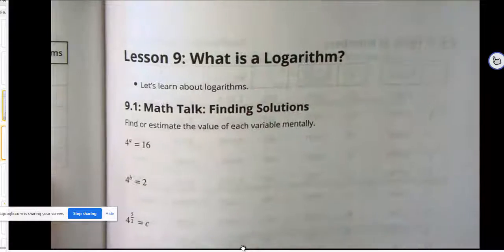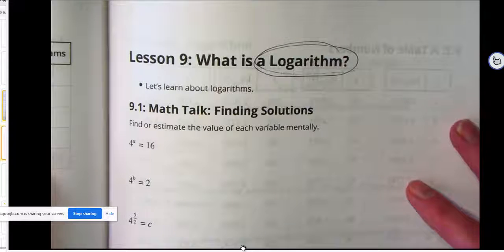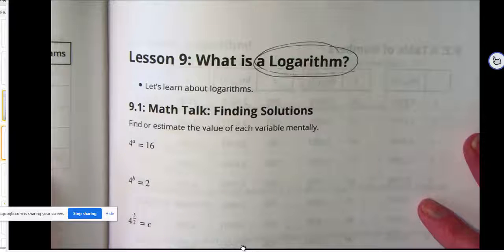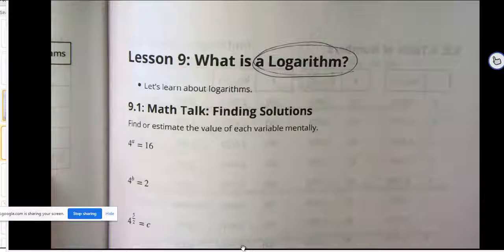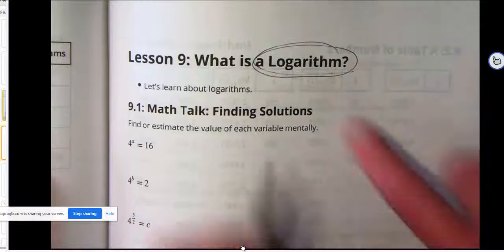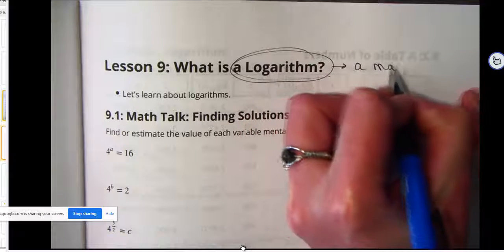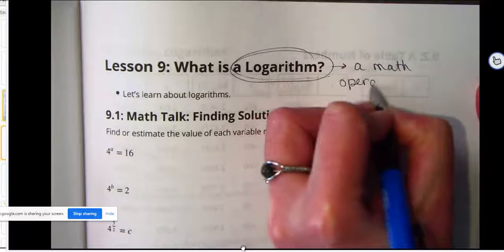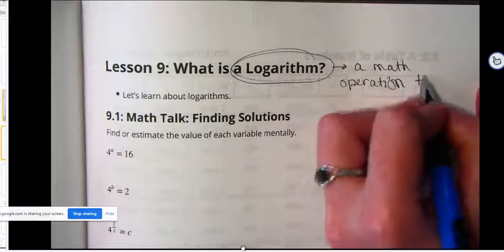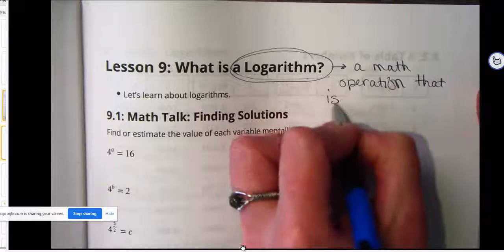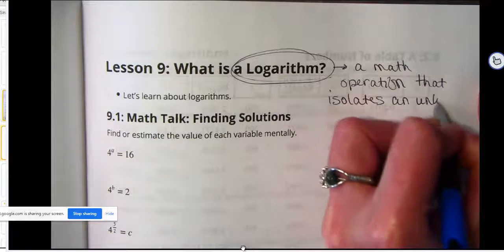So to learn about logarithms, that is exactly the function that we're going to use. It's like a math operation, right? It's just like multiplication, division, subtraction. It's just like using sine, cosine, and tangent. It's an operation that we can use that our calculator will do for us. So a logarithm is a math operation that isolates an unknown exponent.